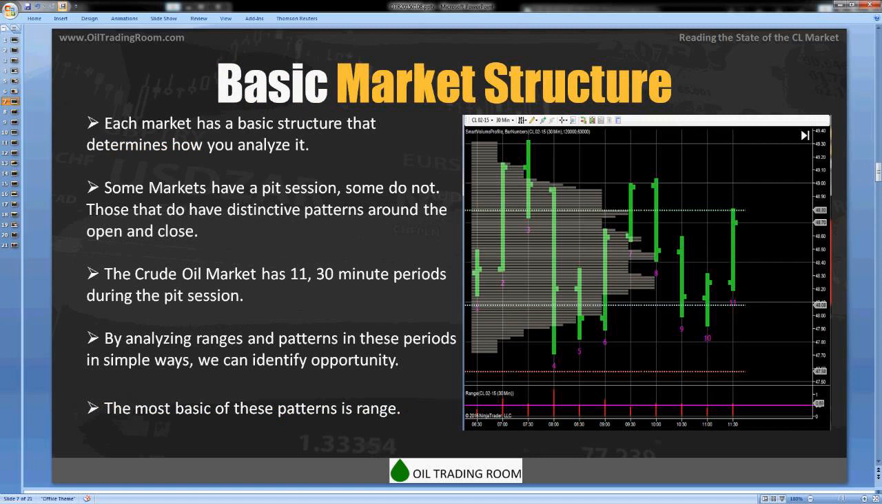Each market has a basic structure that determines how to analyze it. Some have a position cycle, and crude hits that, which is a good thing. And there are 7-minute sessions today.